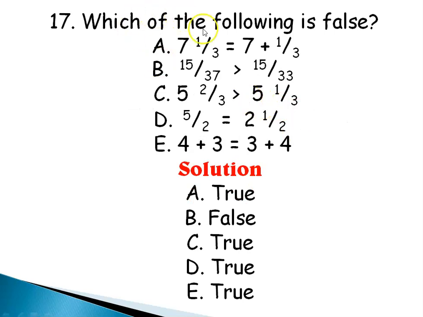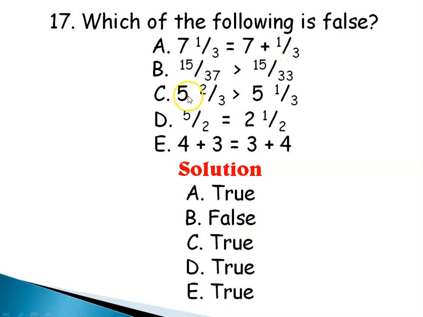Question 17. Which of the following is false? Now this is 7 whole number 1 over 3 equals 7 plus 1 over 3. This is correct. This is actually true. And then you have 15 over 37 is greater than 15 over 33. This is false, because 15 over 33 is actually greater than 15 over 37.